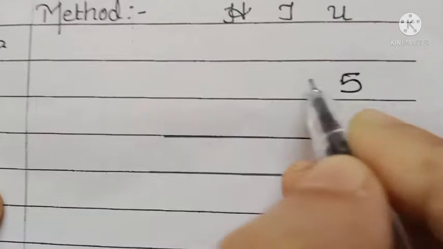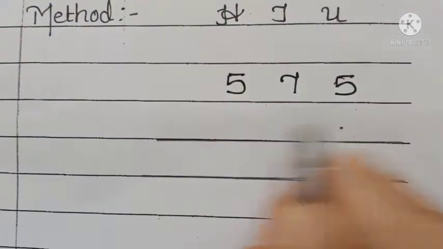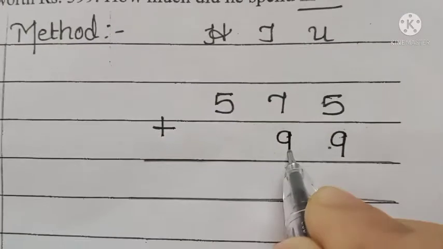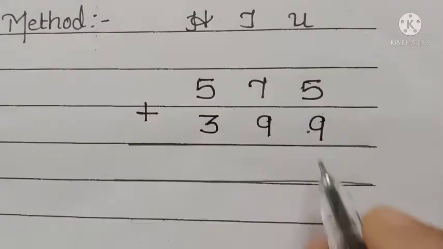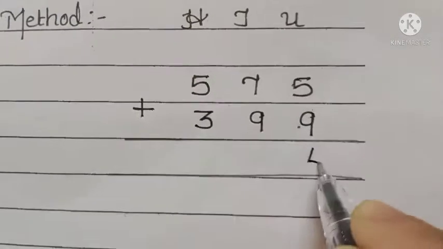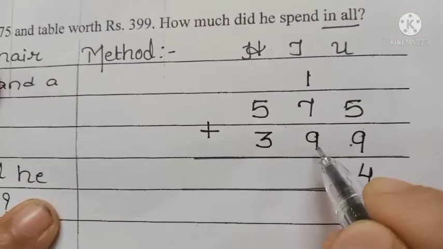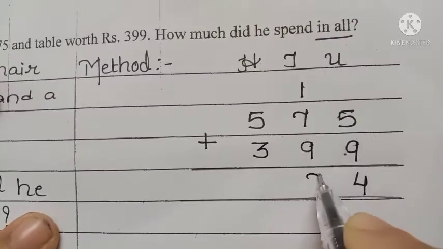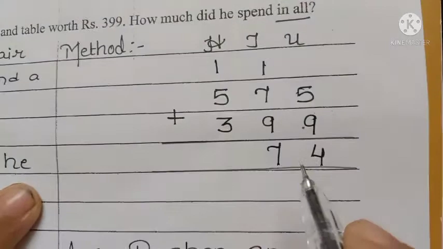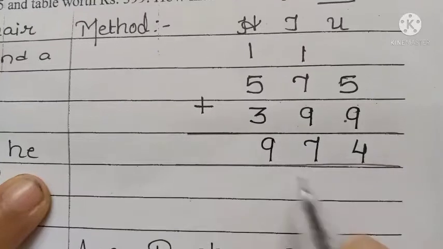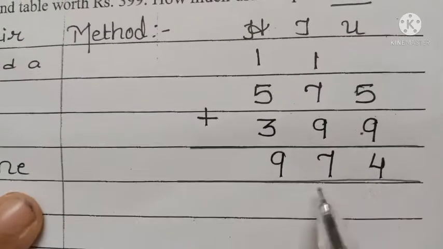Now the fourth step is method. So see, you write down the given numbers, 575 plus the second number, 399. So 9 in units place, 9 in tens place, 3 in hundreds place. Now add both the numbers. 5 plus 9 is 14, so write down 4 in units place and carry over 1 in tens. 7 plus 1 is 8, and 8 plus 9 is 17, so write down 7 in tens place and carry over 1 in hundreds place. Now 1 plus 5 is 6, and 6 plus 3 is 9. So see, our answer is 974.